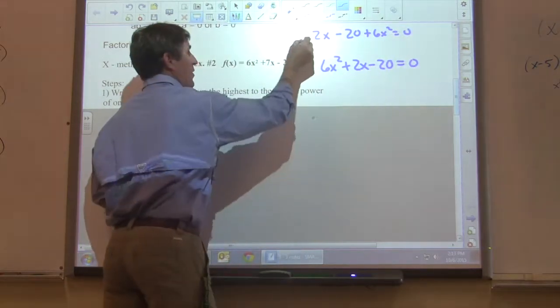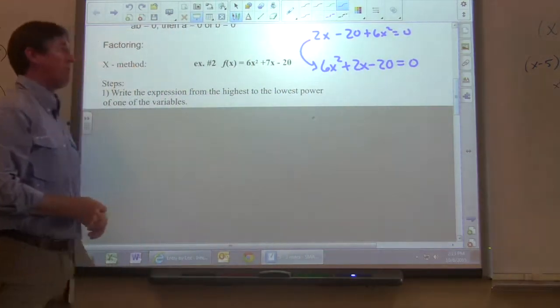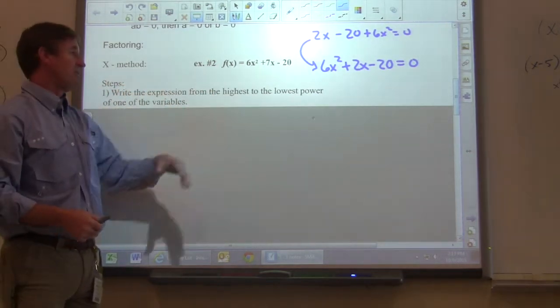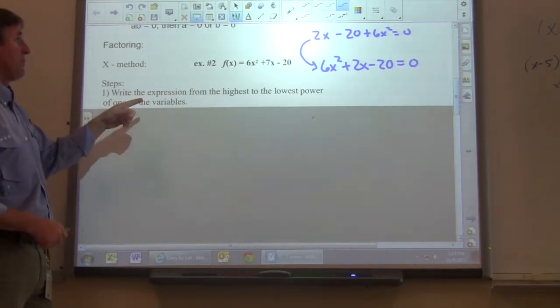The first thing I would want to do is change it to that form. Okay, so we want the highest power first down to the constant. So that would be step 1.